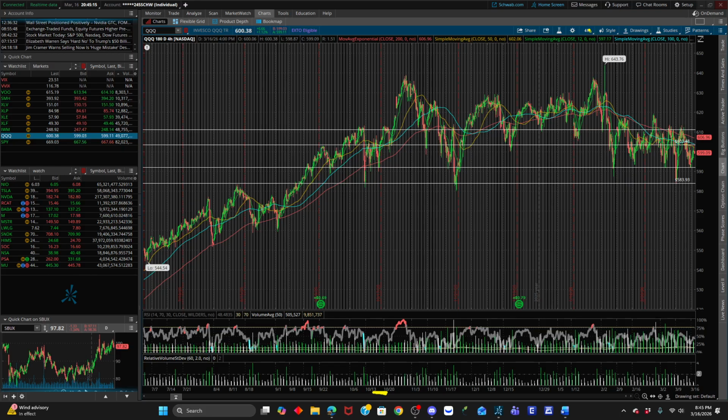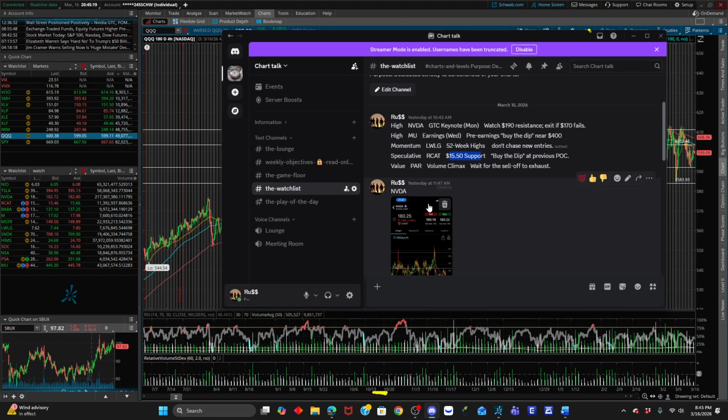Now let's look at some plays that I highlighted yesterday. I put this on my Discord. NVIDIA, we're watching 190 for resistance and 170 for the short. All right.